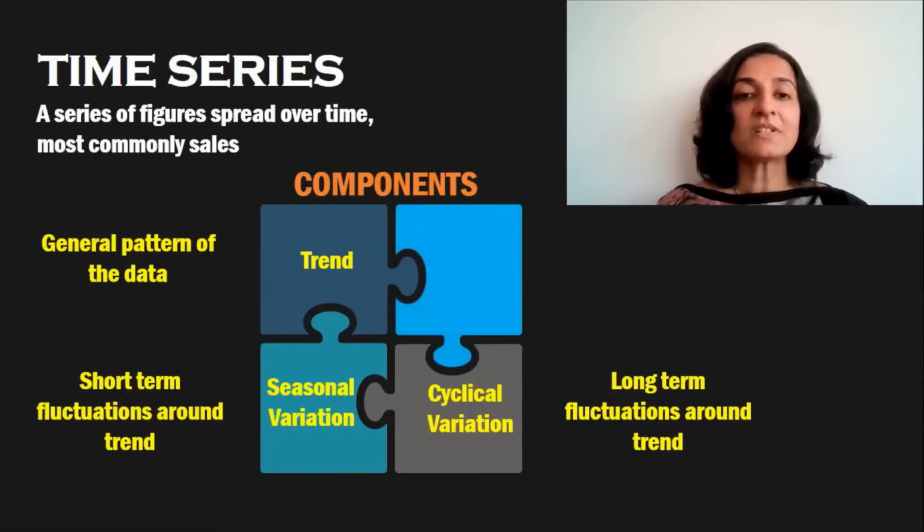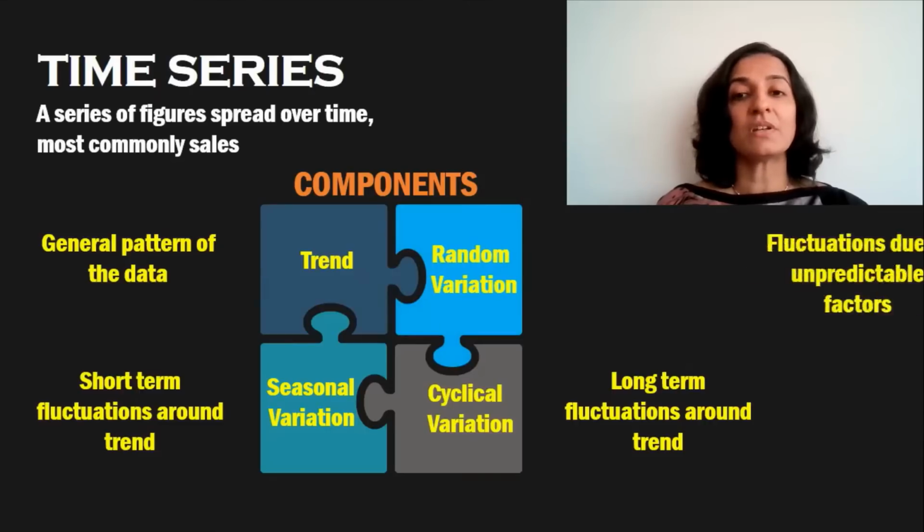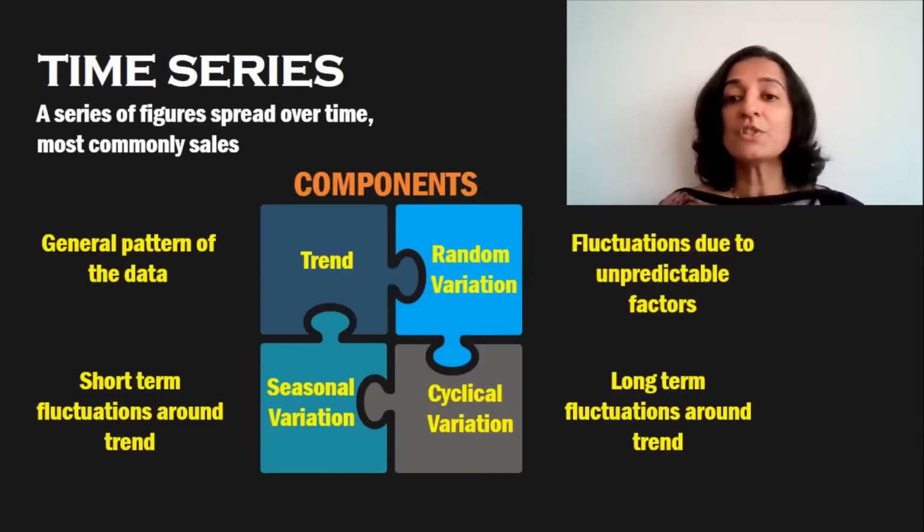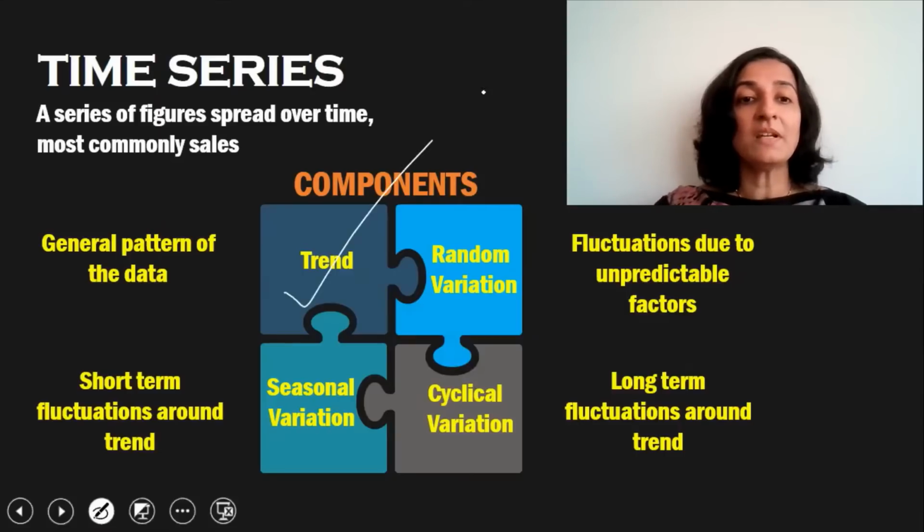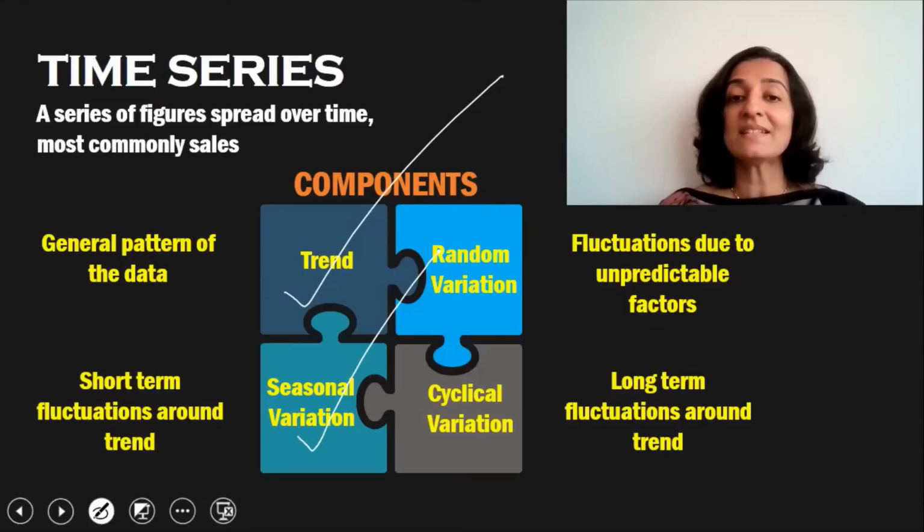And the last component is random variation. Random variations are fluctuations due to unpredictable factors. Example, strikes or hurricanes, earthquakes, floods. All these are unpredictable factors that affect our sales. Now, from an examination point of view, we need to study only the trend and the seasonal variation.